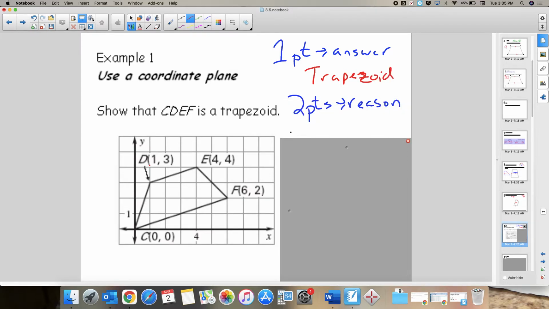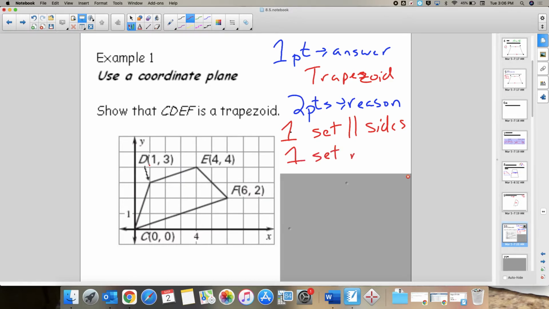You will get 2 points for your reasoning. What makes a shape a trapezoid? When I look at this, what I have to show is that you have one set of parallel sides. However, that is not enough because the other set could be parallel or not. To make sure it is a trapezoid, you need the other set to be non-parallel. So your reasoning for what the shape is will be worth 2 points.